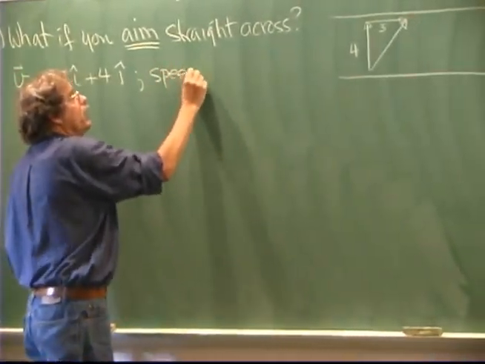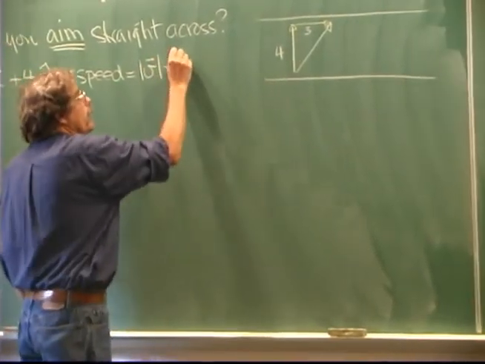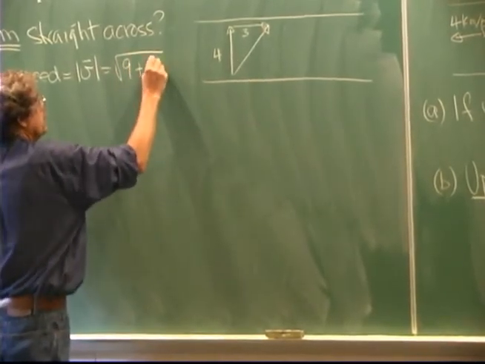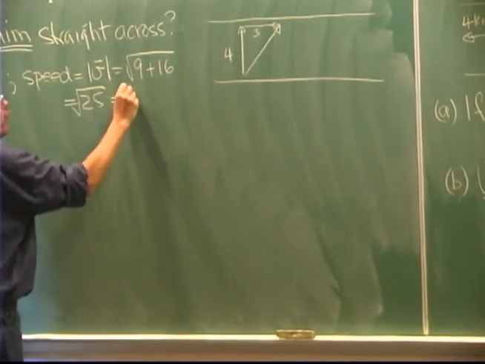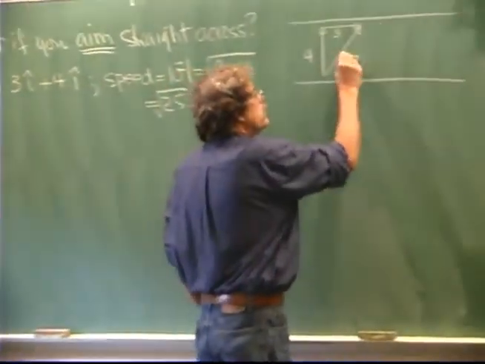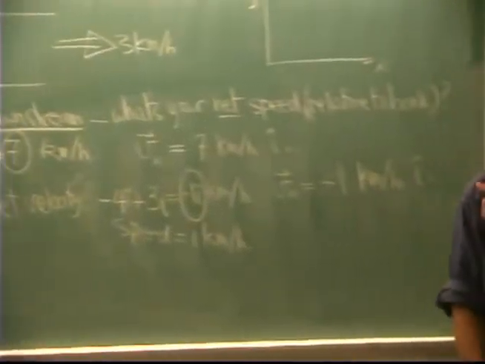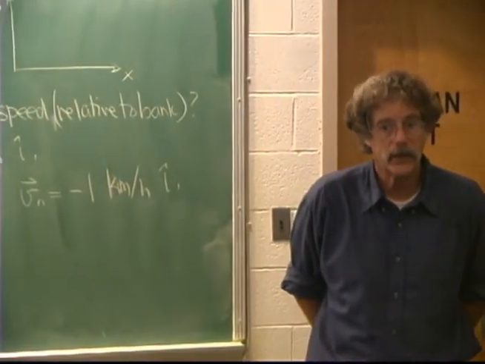Speed, that's the magnitude of the velocity vector, would be the square root of the sum of the squares. 9 plus 16 is 25, square root of 25 or 5. Of course, there's a 3, 4, 5 right triangle. So if you said, what's my net speed? My net speed relative to the ground is 5 kilometers per hour. Make sense?